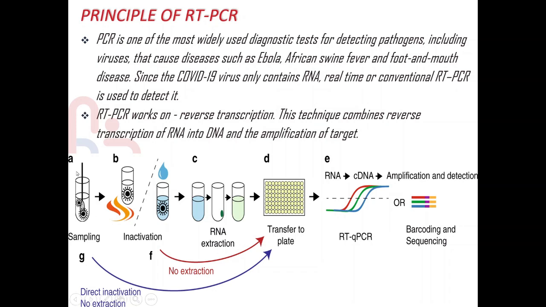A collection of patient material, inactivation of virus by detergent, chaotropic reagent, or by heating, RNA extraction, transfer to PCR plate, format in which cDNA synthesis by RT and detection by qPCR may take place. Alternatively, detection can be made by sample barcoding and high throughput DNA sequencing.